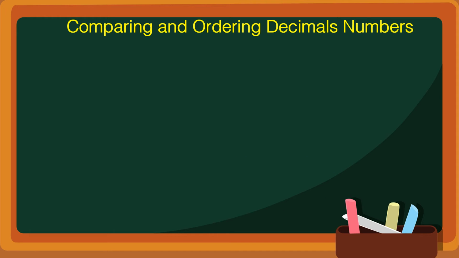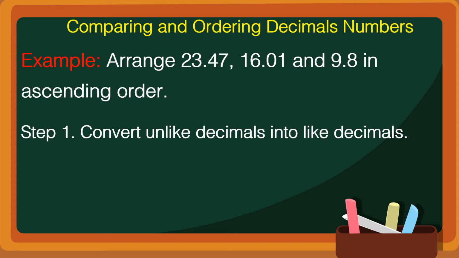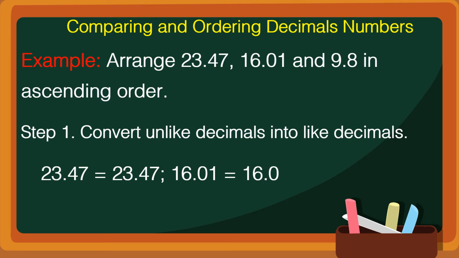Now, let's see how to compare decimals. Arrange these decimals in ascending order. Step 1. Convert unlike decimals into like decimals. Here, the maximum number of decimal places is 2. So, write the decimals with 2 decimal places. Thus, the two decimals remain as they are, but the last number becomes 9.80.